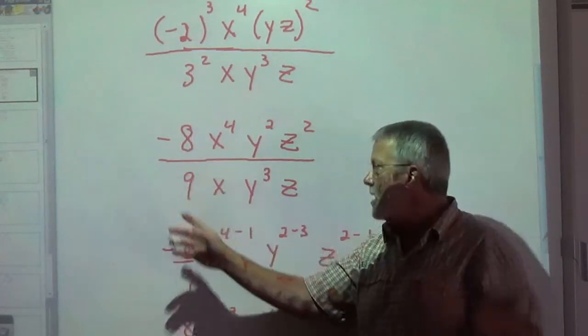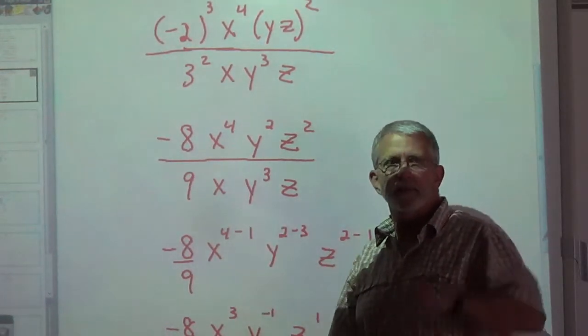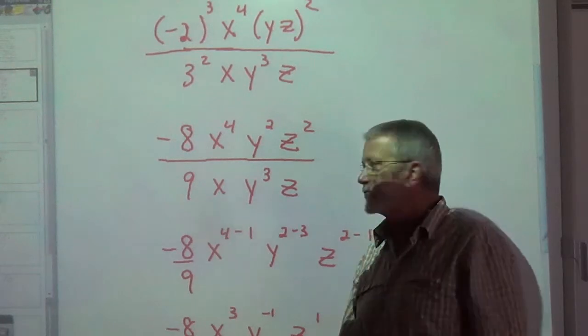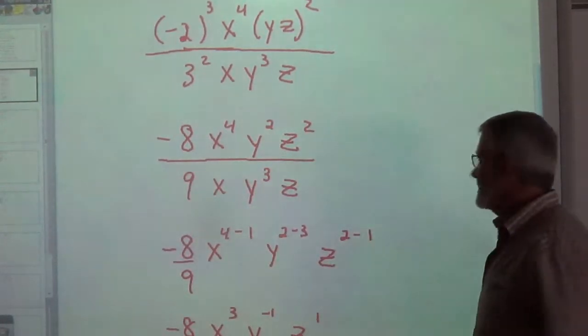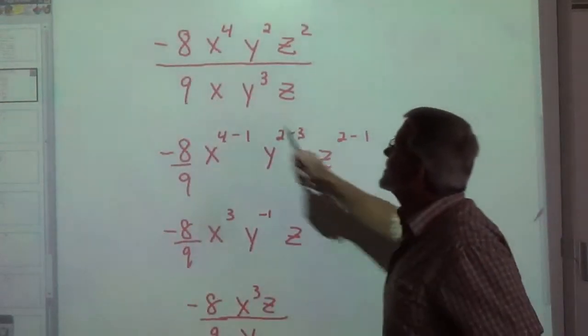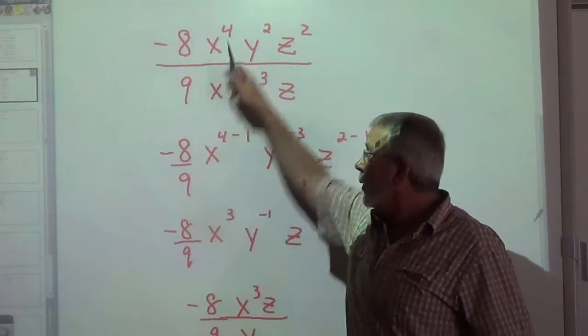Easy enough. 3 squared. x, y cubed, z. The next step, I'm going to do that division of exponents right there. I have like bases. So this is negative 8 ninths, just negative 8 ninths. It's going to be x to the 4th, x to the 4 minus 1.